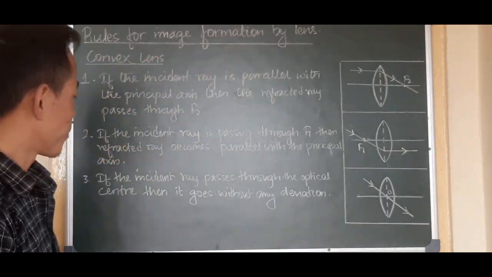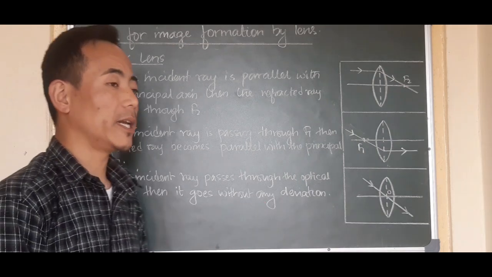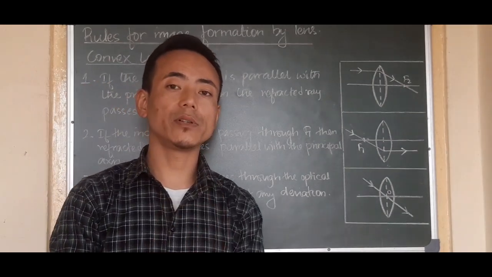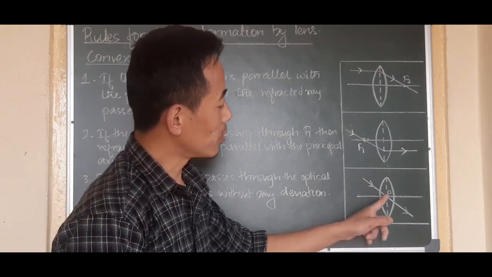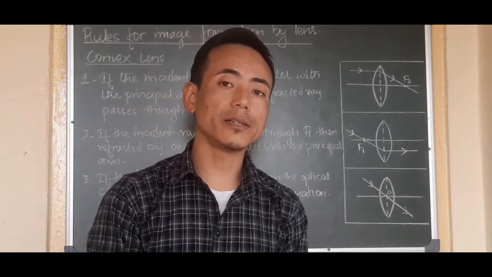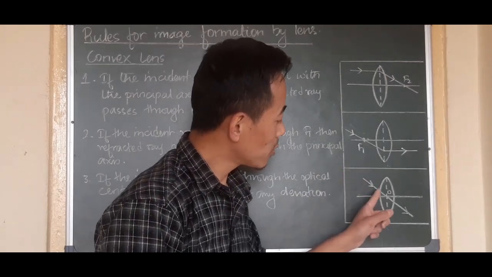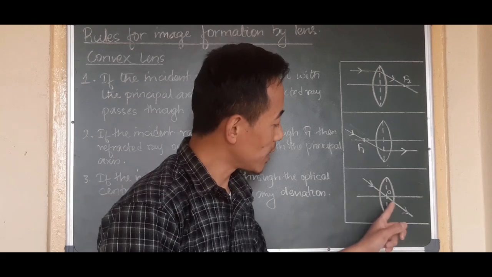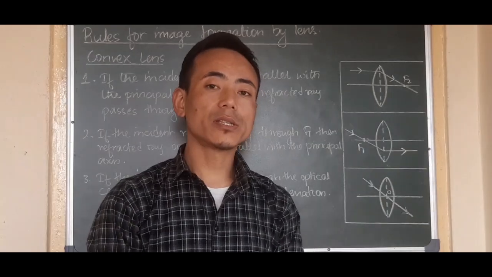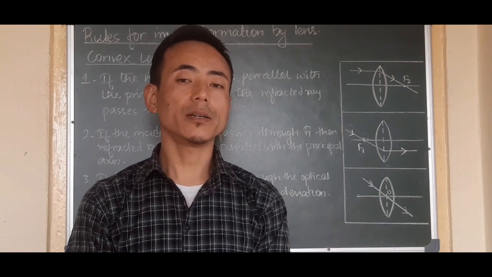Now rule number 3: if the incident ray passes through the optical center, then it goes without any deviation. That means it will travel in the same straight line. For that, the incident ray must pass through the optical center. Optical center is the center of the lens. So if an incident ray falls on the optical center, then it goes without any deviation. It will travel in the same straight line. So these are the 3 rules with the help of which we can do image formation by a lens.